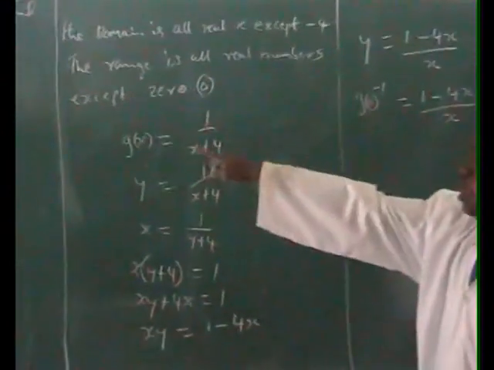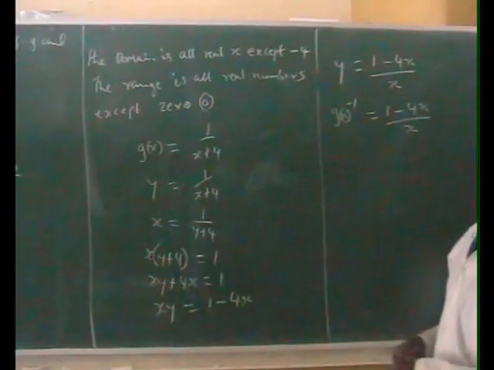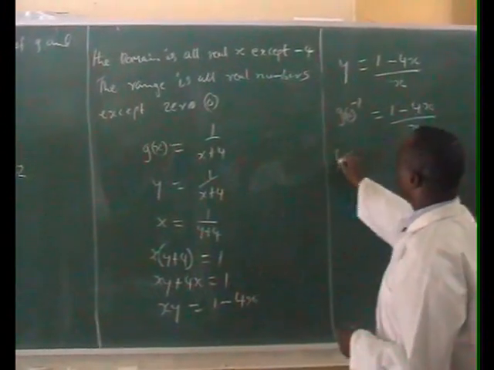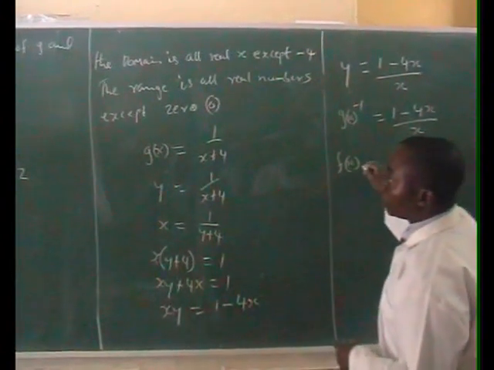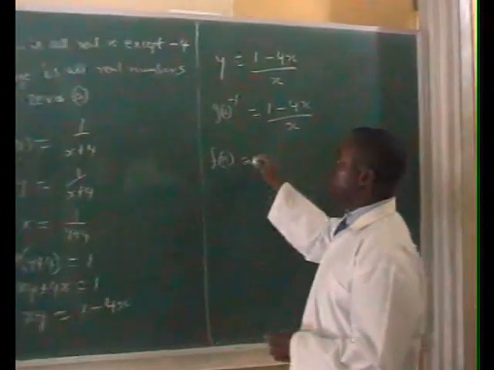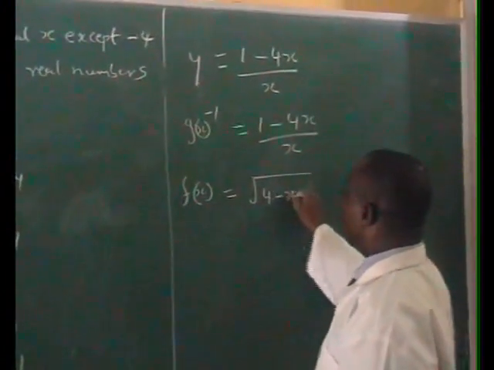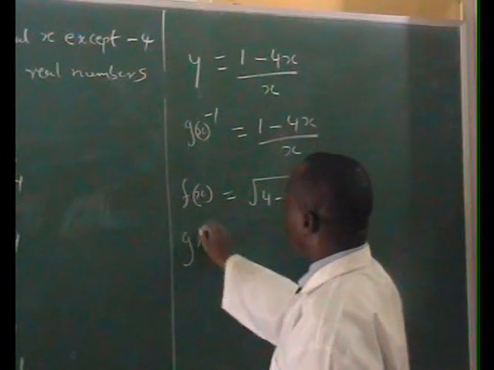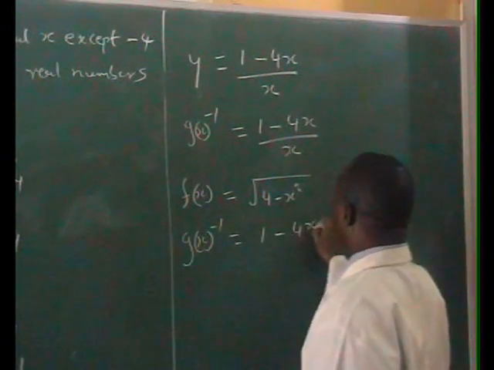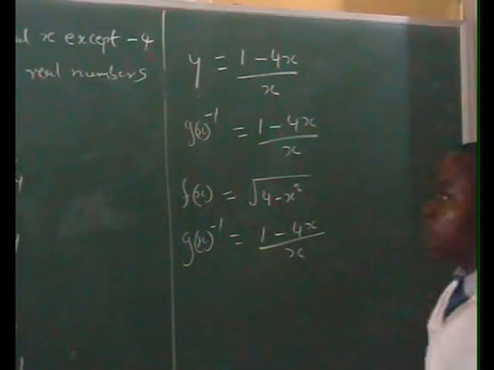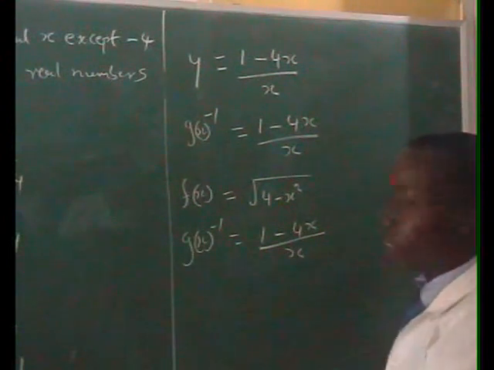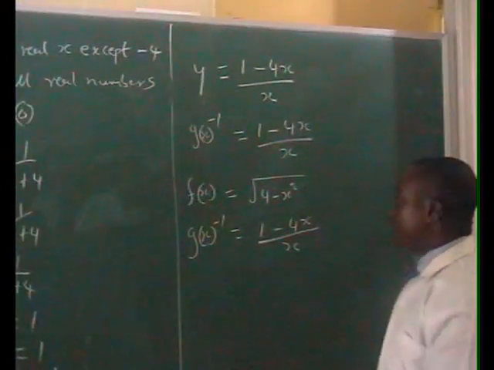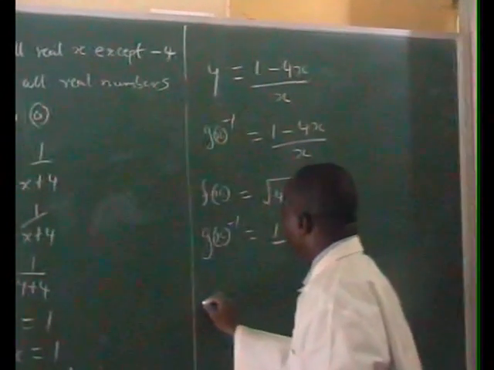Now, the next question says that we should find f composite G inverse. Don't forget that f of x is equal to the square root of 4 minus x squared. And then we have G inverse, which is equal to 1 minus 4x all over x. Now that we want to find f composite G inverse, we are going to put G inverse inside f.